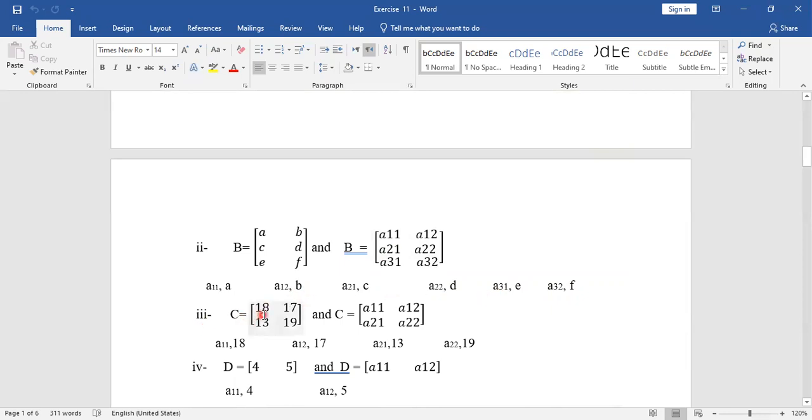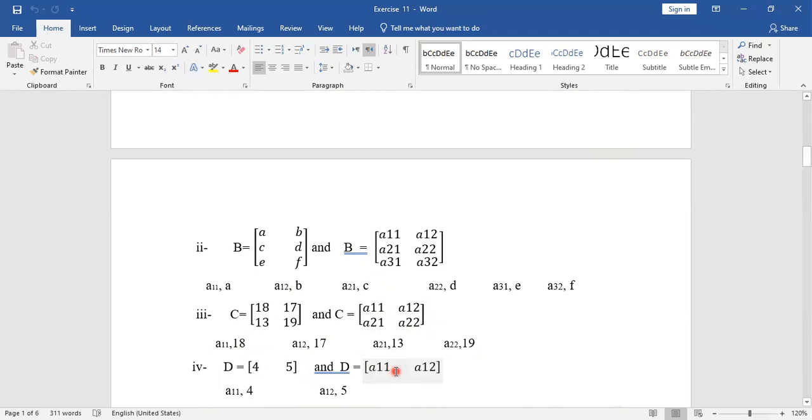Similarly, part C: 18, 17, 13, 19. Now for the location, we are locating A11, A12, A21, and A22. Now you understand that A11 shows first row, first column. A12 shows first row, second column. A21 shows second row, first column. A22 shows second row, second column. Now we are going to locate it. A11 locates 18. A12 locates 17. A21 locates 13. A22 locates 19.